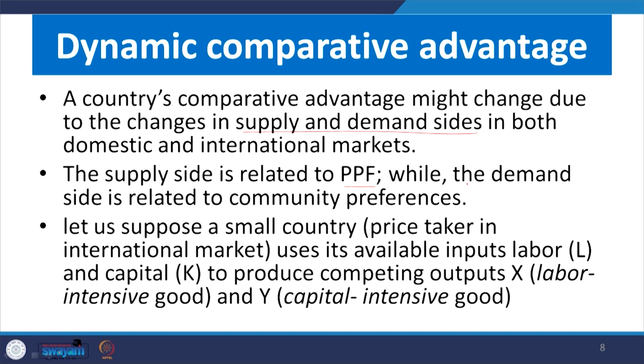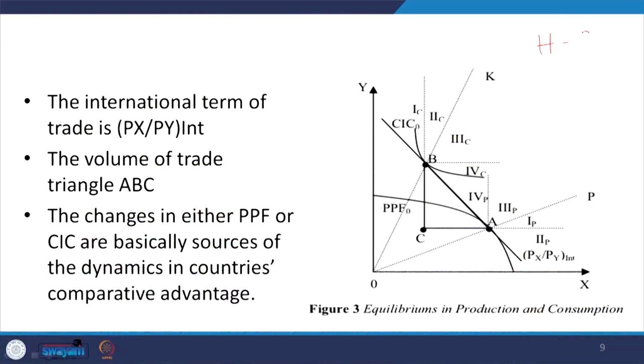So, let us suppose a small country, a price taker in the international market, uses its available inputs, labor and capital, to produce two competing goods, X and Y, where X is labor intensive and Y is capital intensive. Now, we are emphasizing, to an extent, the model called Heckscher-Ohlin theory. We will discuss it in detail next week, where the intensity of production is discussed. Now, in this framework, the transition effect is emphasized.